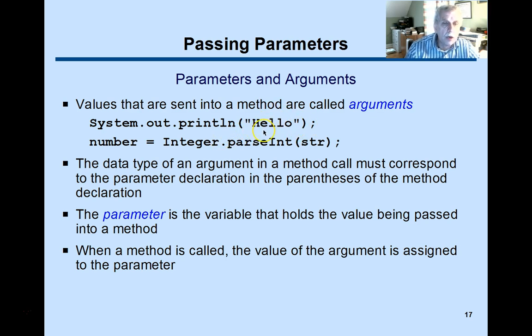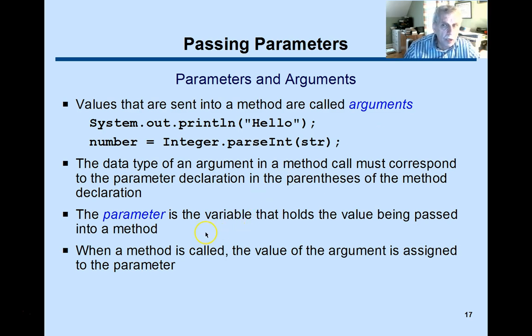So hello as a character string in a call to println was an argument. str, as some kind of a variable, is being passed into this parseInt method. So that's how we communicate data in. Somewhere within the header, we have to be able to ascertain what kinds of values have to be passed in. This is what we refer to as a parameter, and the thing that we actually pass in is referred to as an argument. A subtle difference, but it's an important distinction.